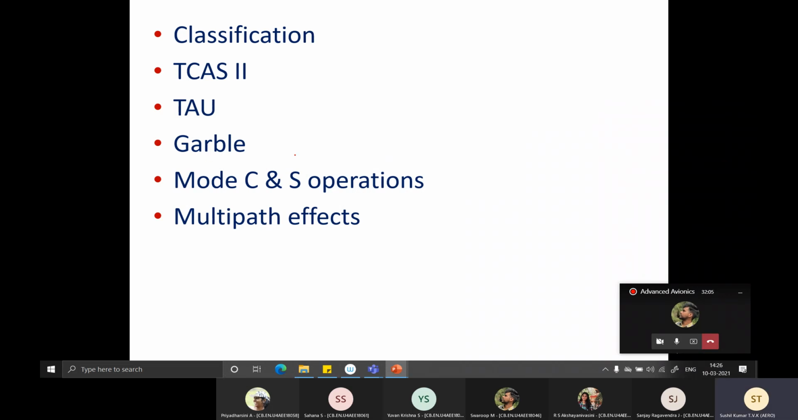So in MODES, generally nowadays it's all TCAS 2 which is used. TCAS 3 is not being implemented. Then we'll see what TOW, Garble, Mode C and S operations are. Multipath effect is not very important.